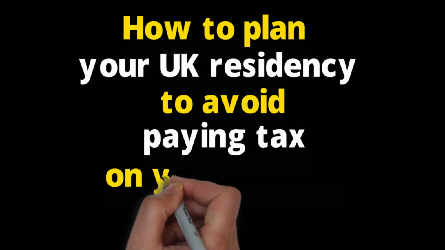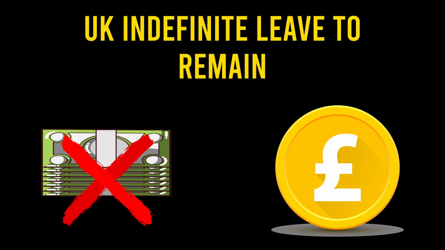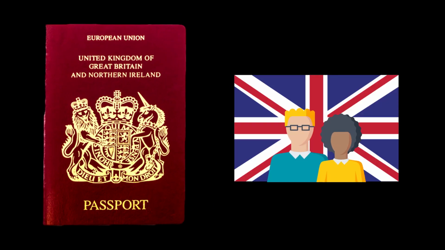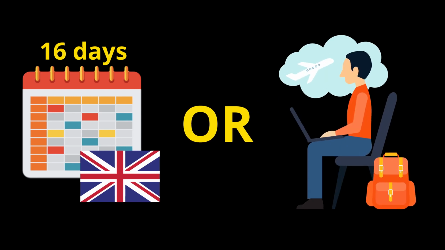So how can you plan your UK residency to avoid paying tax on your foreign income and gains lawfully? Well, broadly, if you want to avoid paying tax on your foreign income and gains after acquiring UK indefinite leave to remain or after naturalising as a British citizen, then you'll have to consider, among other potential approaches, either to cease being resident for UK tax purposes. You're automatically classed as UK non-resident if either you spend fewer than 16 days in the UK, or you work abroad full time, so averaging at least 35 hours a week, and you spent no more than 91 days in the UK, of which no more than 30 were spent working.